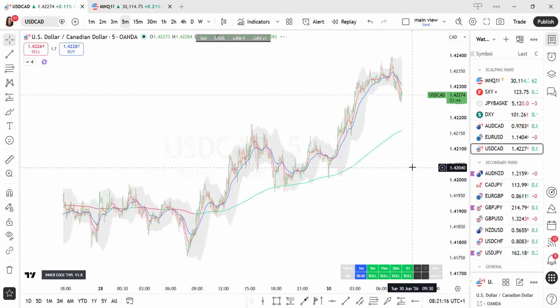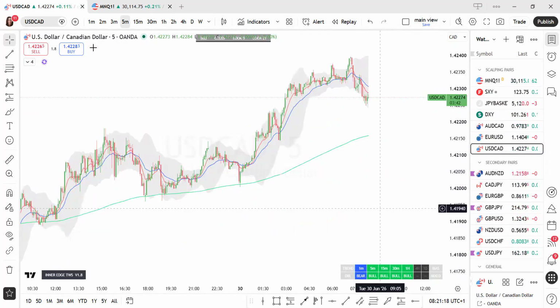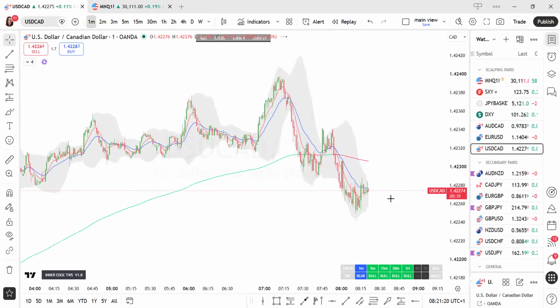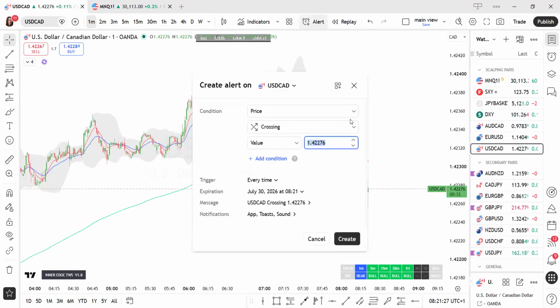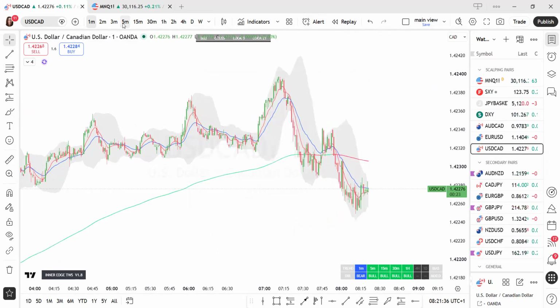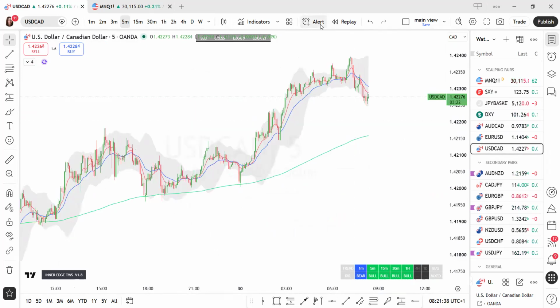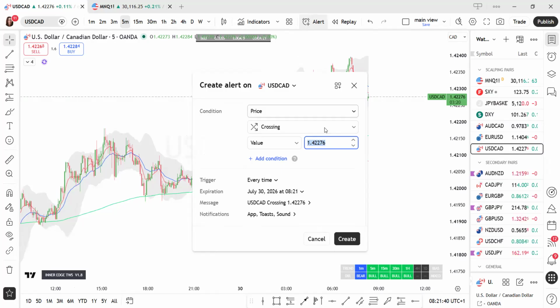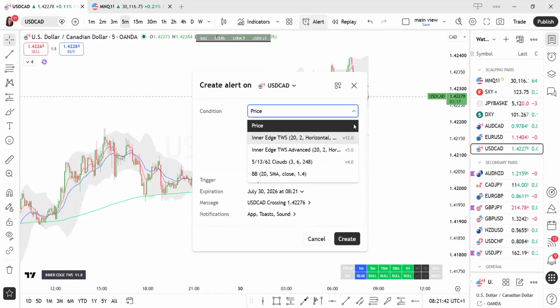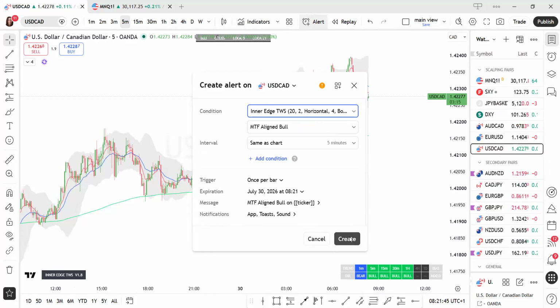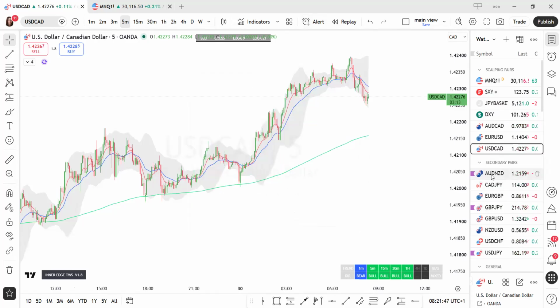USD CAD, right. On this one, the 1 minute's out. It's just going to have a nose. Where is that? It's just underneath. So two options on this. You can either set an alarm for price crossing that 248 EMA and coming back in, on the 1 minute, you can do that. Or you can just go to the 5 minute if you have our all singing, all dancing indicator. And you can put MTF aligned bull, which I'm going to do on that one.